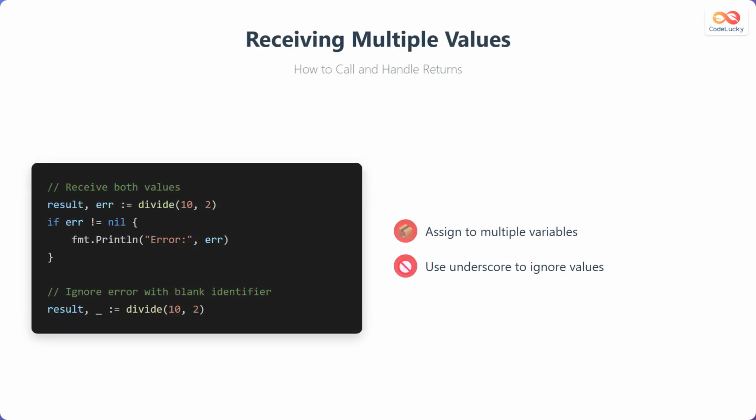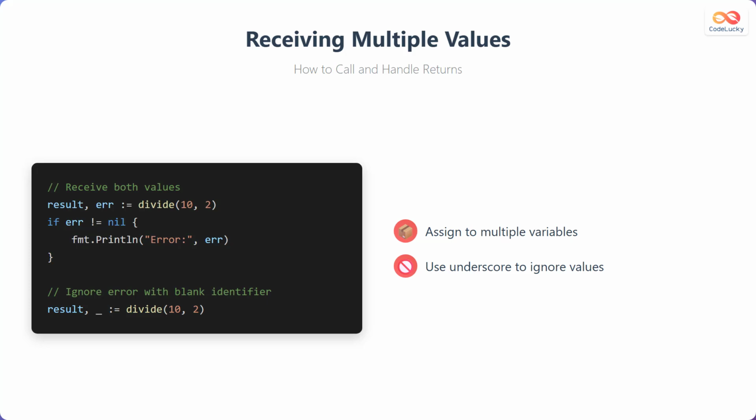Now that we understand how to create functions with multiple return values, let's explore how to call and handle these functions. When calling a function that returns multiple values, Go requires us to assign each returned value to a variable. We use the walrus operator := for short variable declaration and assignment. In the first example, both the result and error are captured in separate variables, result and error. This allows us to check if an error occurred before proceeding with the result.